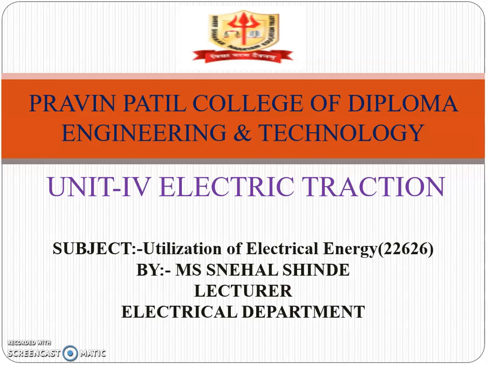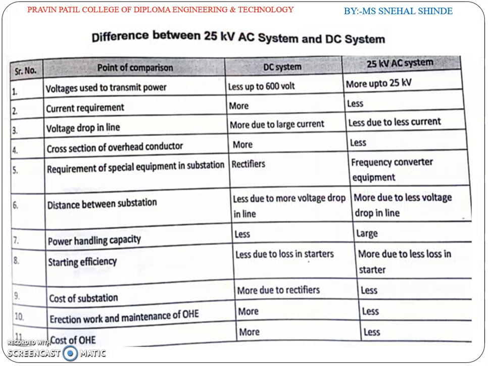Subject is Utilization of Electrical Energy. Subject code 22626, Unit 4, Electric Traction. Difference between 25 kV AC system and DC system.